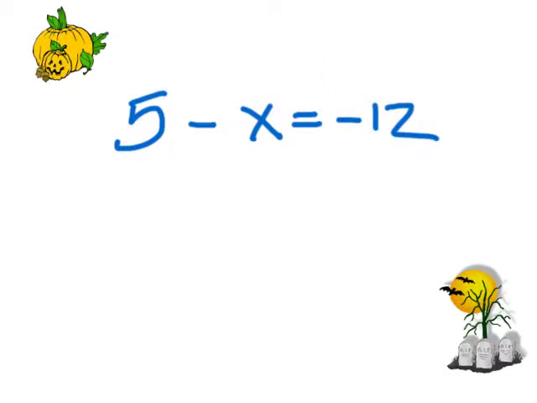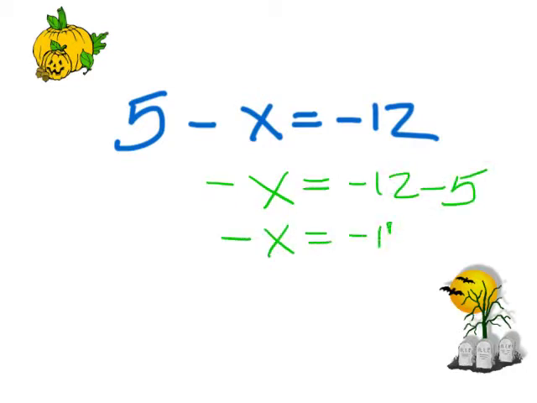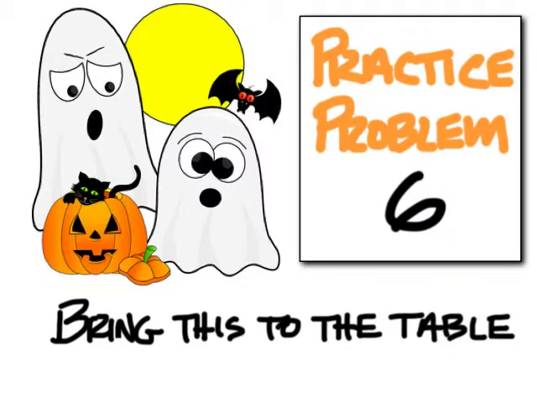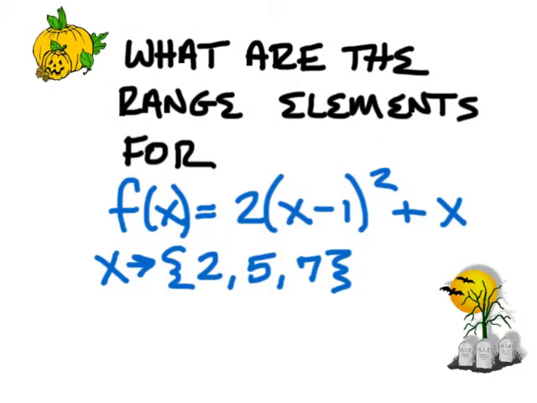Bonus number 5. I'm not going to put yes this time. This should be negative x equals negative 12 minus 5. That's a negative 17, but you have to divide by the negative 1. That makes this positive. Practice number 6.